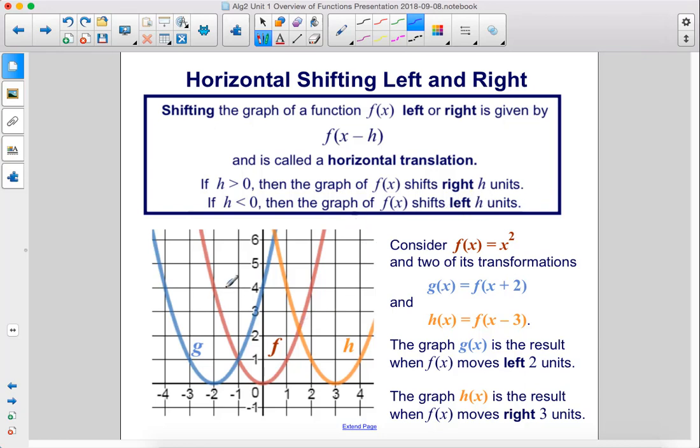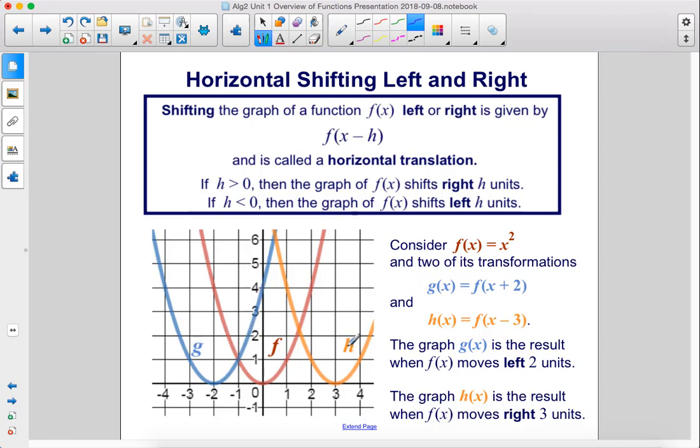Consider f of x equals x squared, here in red. Two of its transformations: blue we have g of x, and that is f of x plus 2, and h of x, over here in yellow, f of x minus 3. The graph g of x is a result of when f of x moves left 2 units.